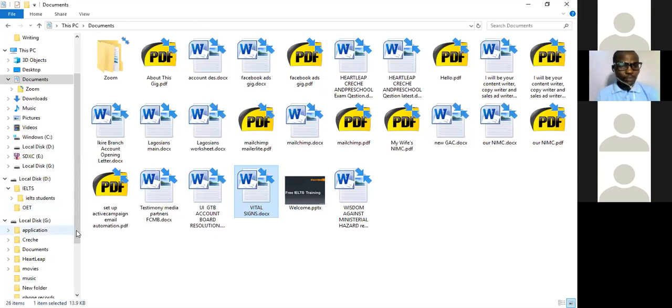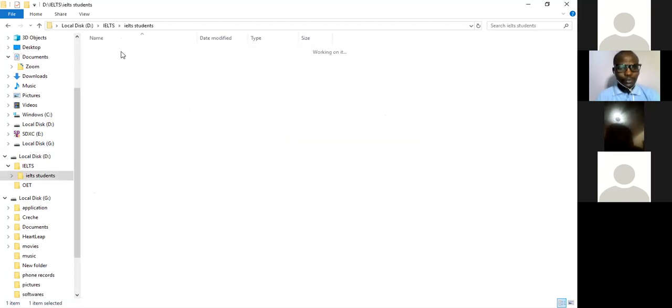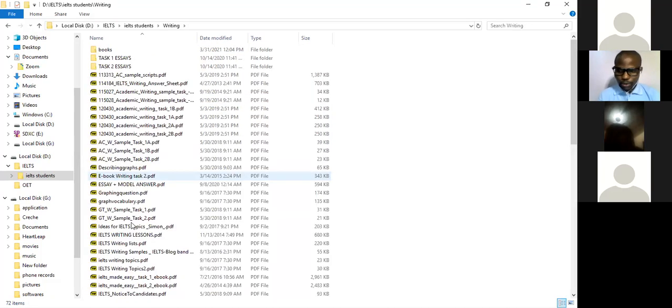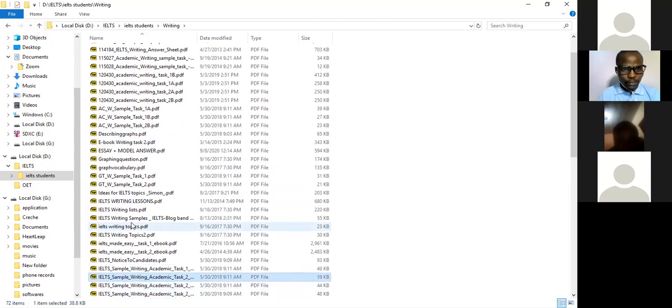Band descriptors. Yeah, I'm going to open it for you. I'm going to show you band descriptors. Band descriptors from the IELTS that they have shown, they have told us that that is what they use to mark us. Okay, they mark us with band descriptors, and that is what I'm going to show you now. So, IELTS writing band descriptors.